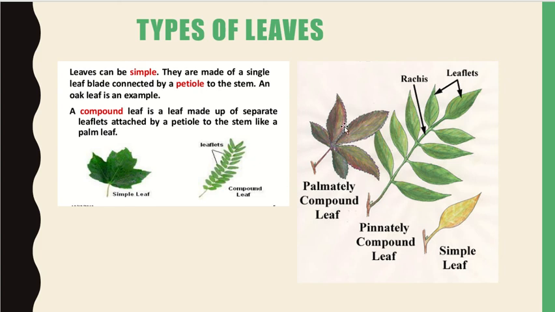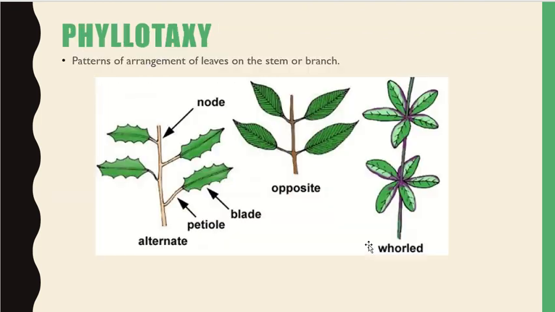In palmate compound, you can see the leaflets are arranged like a palm, and in pinnate compound they are arranged in an opposite manner, and this is called rachis, and these are leaflets.